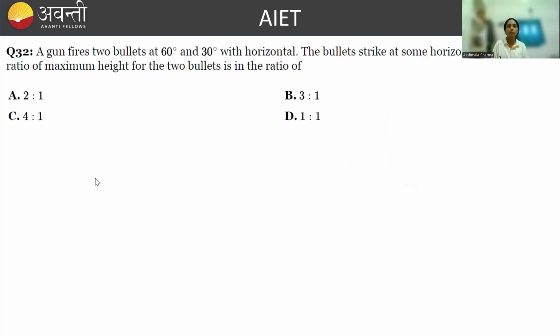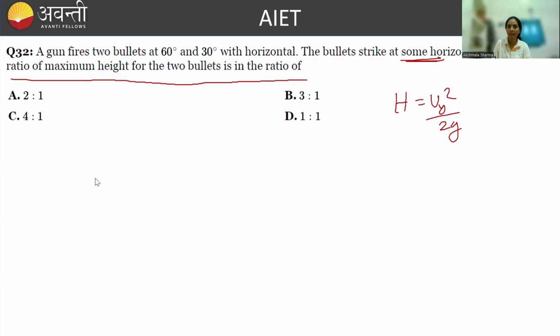A gun fires two bullets at 60 degree and 30 degree with the horizontal. Bullets strike at the same horizontal distance. There is a mistake, I guess, it should be same. The ratio of maximum height for the two bullets is in the ratio of what? So maximum height, if we calculate, what is the formula for maximum height? Uy square by 2g. So here we need to see what is the ratio of their individual velocities.